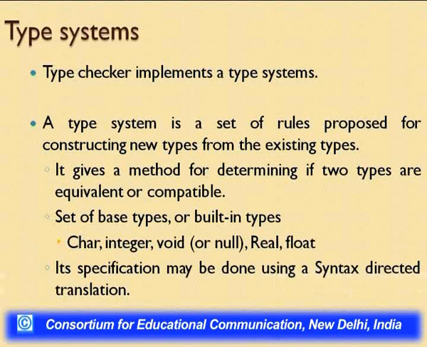A type checker actually implements type systems. A type system, again, we can refine the definition by saying that it is a set of rules proposed for constructing new types from the existing types. It gives a method for determining if two types are equivalent or compatible. We can formulate such things as well. The set of base types or basic types can be like integer, character, void for representing null, real, float, etc. Its specification may be done using a syntax-directed definition. So we can write an SDD or an SDT to specify the type system that we want.